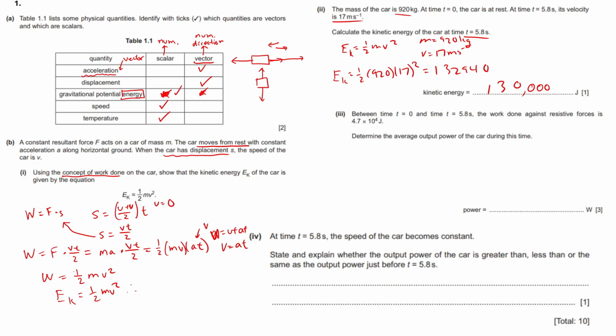And now for part 3, we have 2 times, and then we have to calculate the work done against the resistive forces, which is some value, and then we have to determine the average power output. So the formula for power in this case is going to be work over time.